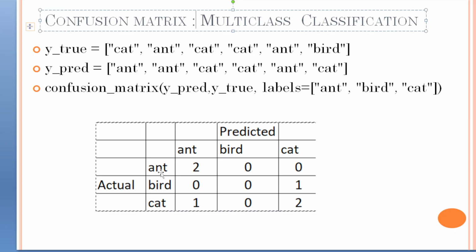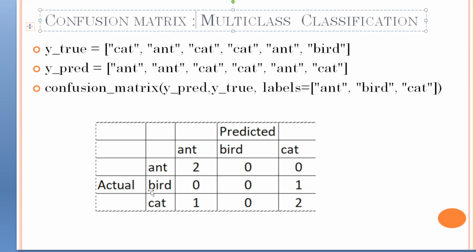Now let us see first how many ants are in actual. In actual there are two ants, and how are those ants predicted? This is correct and this is correct. So both the ants are predicted correctly. So here for actual ant and predicted ant we have written 2. Now in actual, if it is an ant, whether it is predicted as bird and cat, as we have seen there are only two ants and they are predicted as ant, so here we write 0.